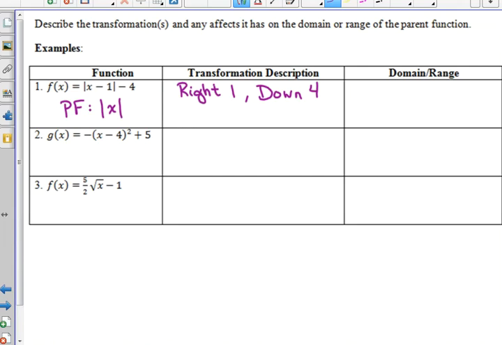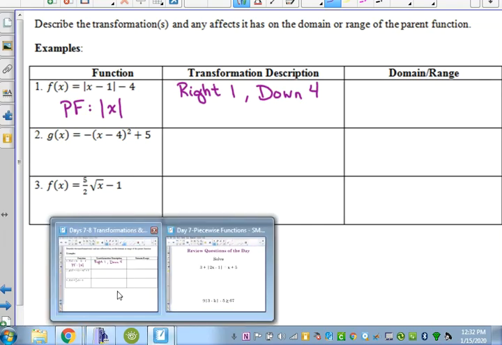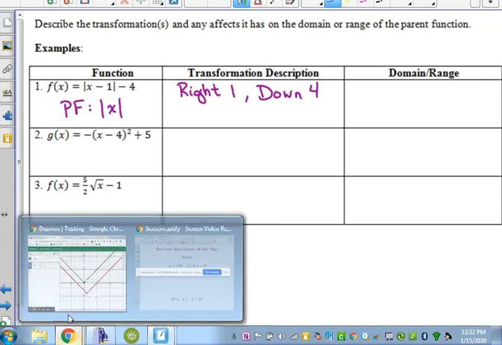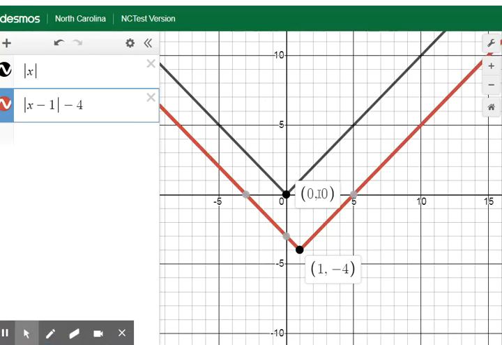Domain and range. The domain did not change. You're never going to change the domain of the absolute value function. It's all real numbers. It will always be all real numbers. But the range did change. Look, we had a minimum before at 0, 0. Now we have a minimum at negative 4.